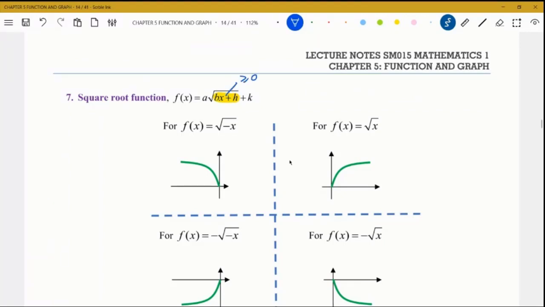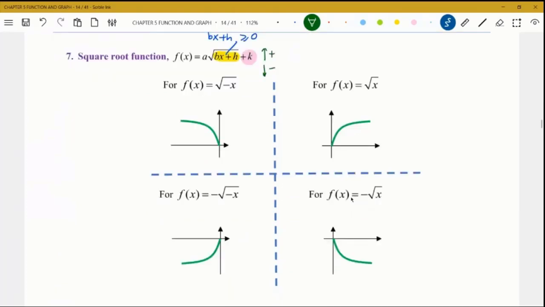So daripada ini kita boleh dapat kamu punya x tu ke kiri ke kanan. Okay, so kita akan jadikan bx plus h greater and equal to 0. So plus k di luar ini kita akan shift up ataupun shift down. So ini plus, ini minus. Okay, alright, so we have it 4 quadrant. Quadrant pertama is shooting star, which is positif di luar, positif di dalam square root. Okay, positif di luar dan positif x di dalam square root.